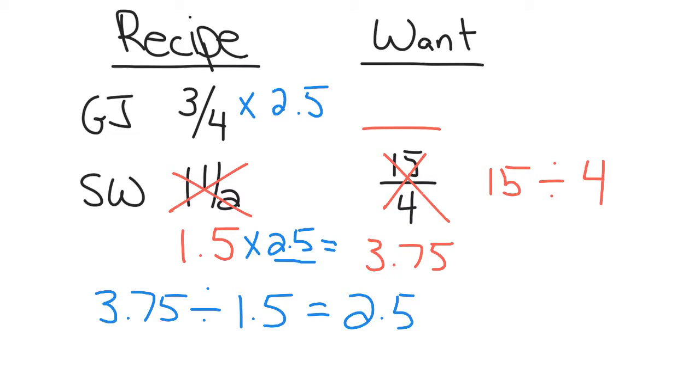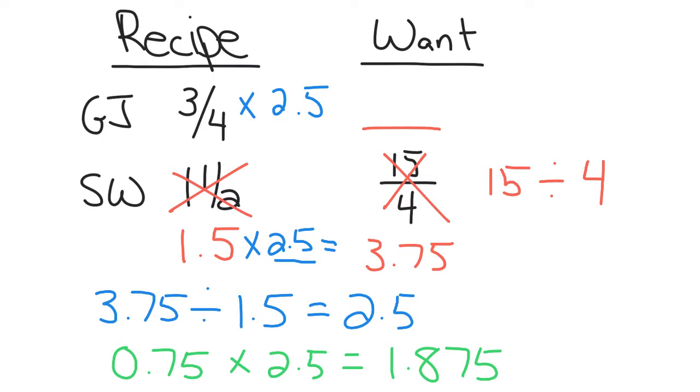You know 3/4 is the same as 0.75. We're going to multiply that by 2.5, and that gives you 1.875. So that's how many quarts we want, 1.875, to be able to complete our recipe.